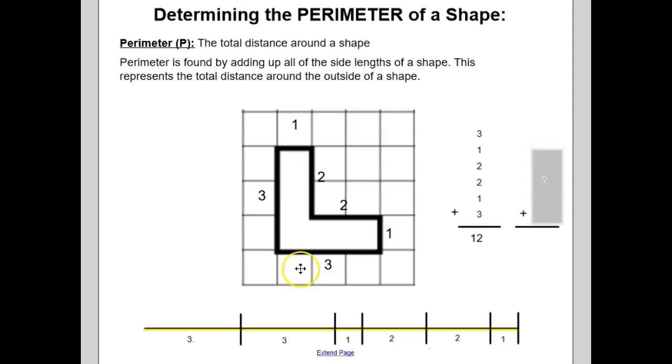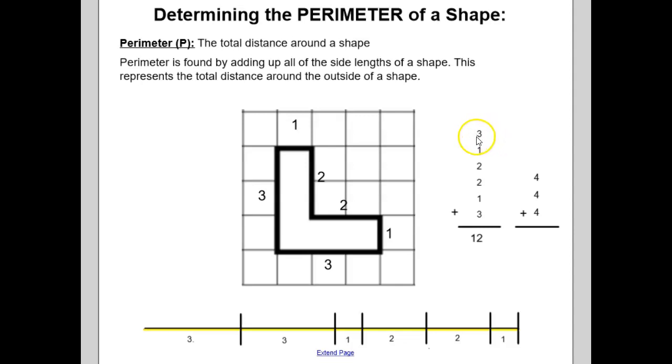To find the perimeter or the total distance around this shape, I have to very carefully add all of the side lengths together. So I would add 3 plus 1 plus 2 plus 1 plus 1 plus 3. But I found a way to make this more efficient. You guys know when you add multiple addends, you should combine the addends to either make a 10 or to make it as efficient as possible.